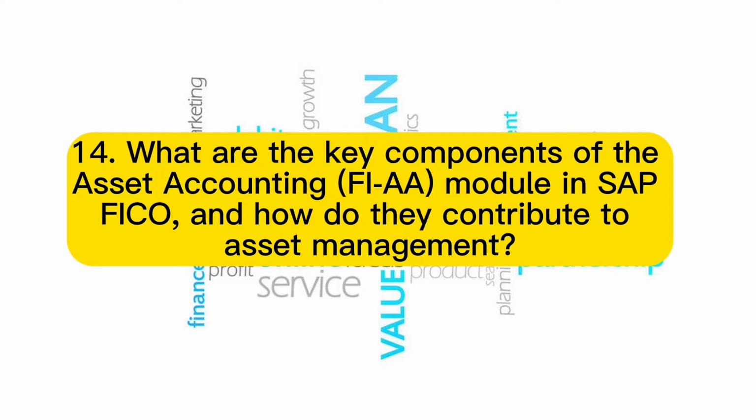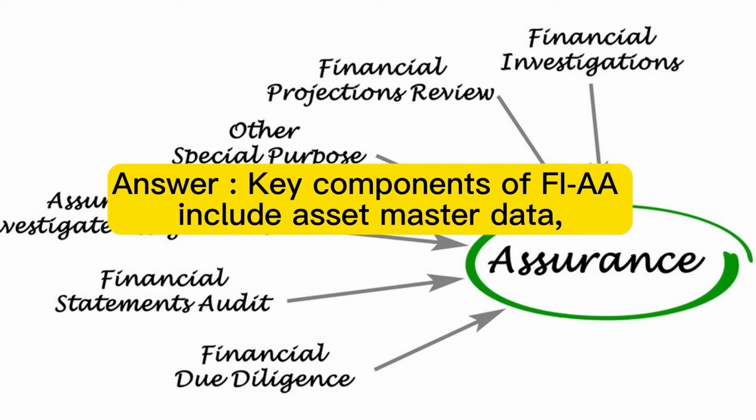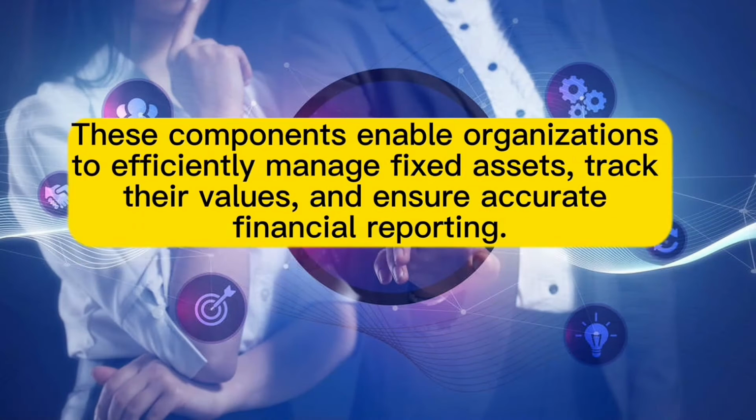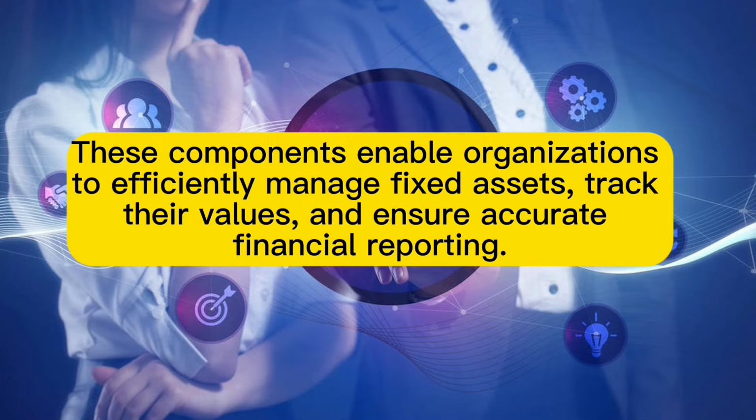14. What are the key components of the Asset Accounting (FI-AA) module in SAP FICO, and how do they contribute to asset management? Answer: Key components of FI-AA include asset master data, asset transactions, for example, acquisitions, transfers, retirements, and depreciation calculations. These components enable organizations to efficiently manage fixed assets, track their values, and ensure accurate financial reporting.